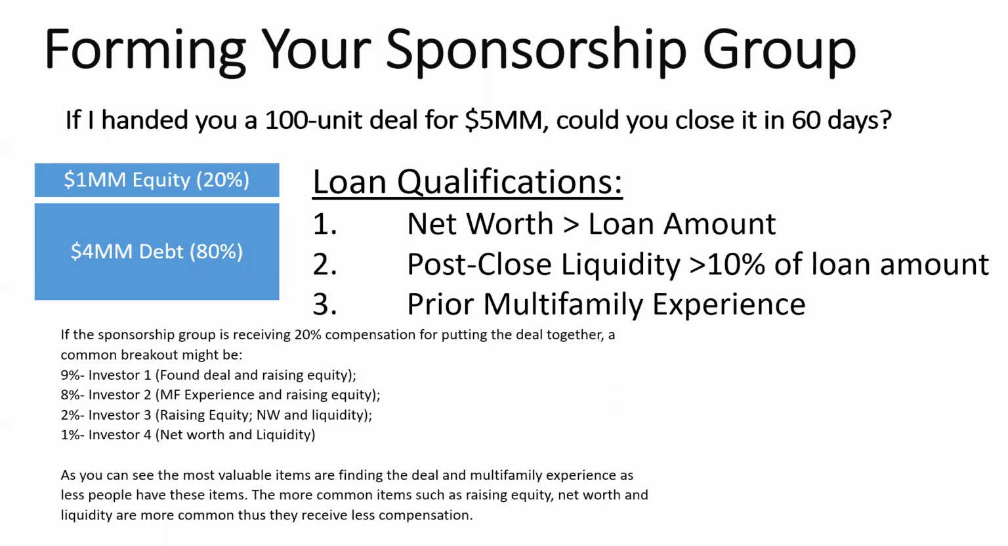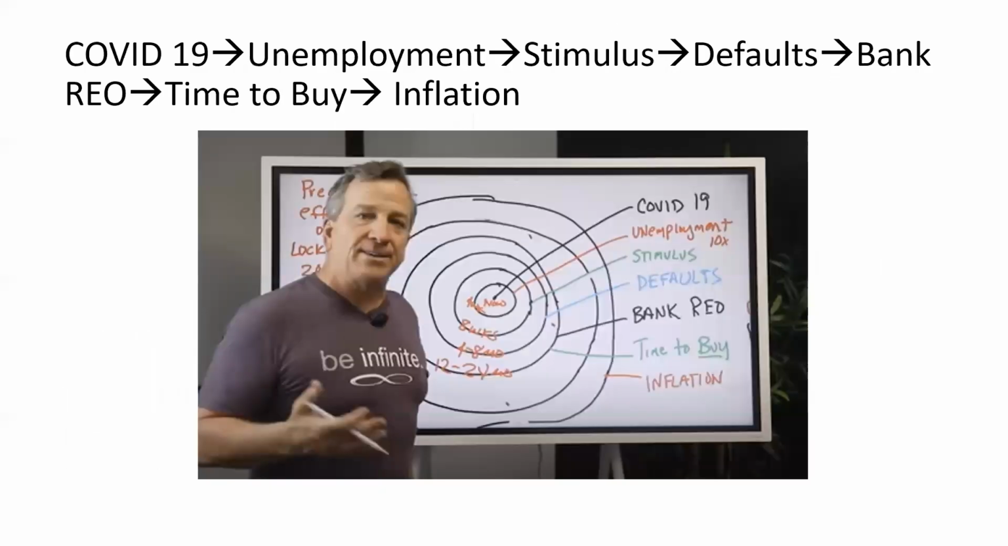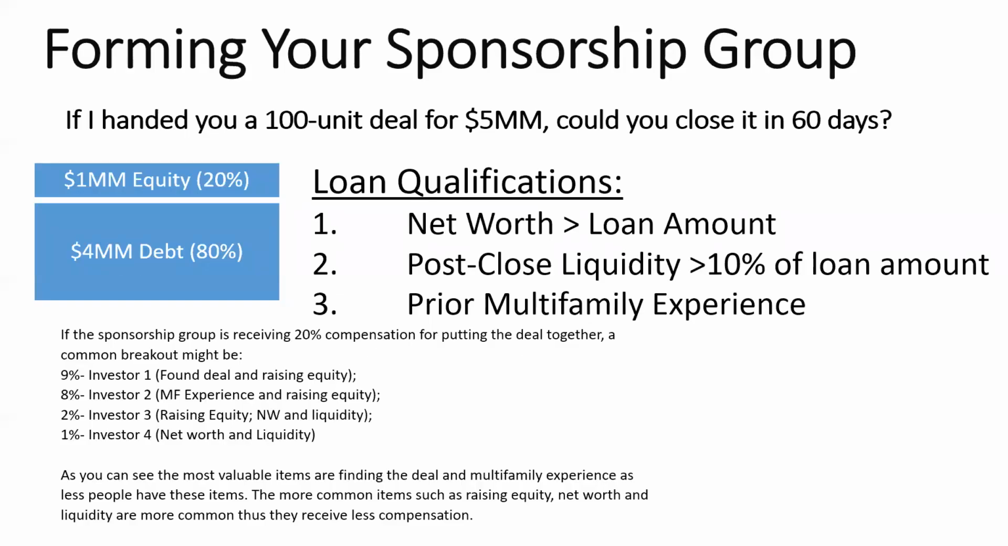And that helps us get there. So as you can see, the most valuable things are finding a deal, the multifamily experience, and then probably third is raising the equity. The more common things are net worth and liquidity, and so they're going to get less compensation when you go to form your sponsorship group. So all of this was pre-COVID in terms of the background, the typical loans that we did, forming your sponsorship group. And so let's just jump into more.